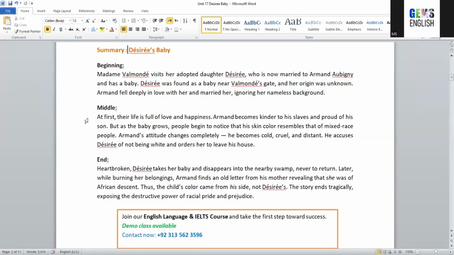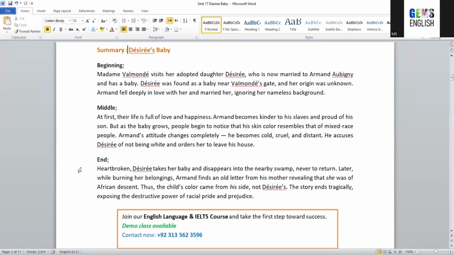Middle. At first, their life is full of love and happiness. Armand becomes kinder to his slaves and proud of his son. But as the baby grows, people begin to notice that his skin color resembles that of mixed-race people. Armand's attitude changes completely. He becomes cold, cruel, and distant. He accuses Desiree of not being white and orders her to leave his house.